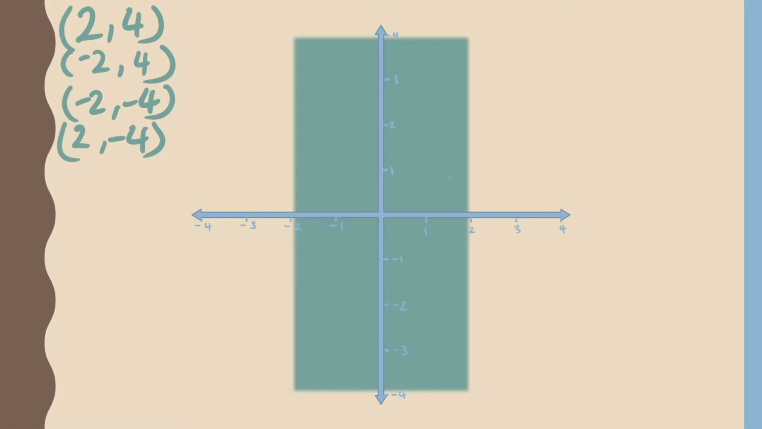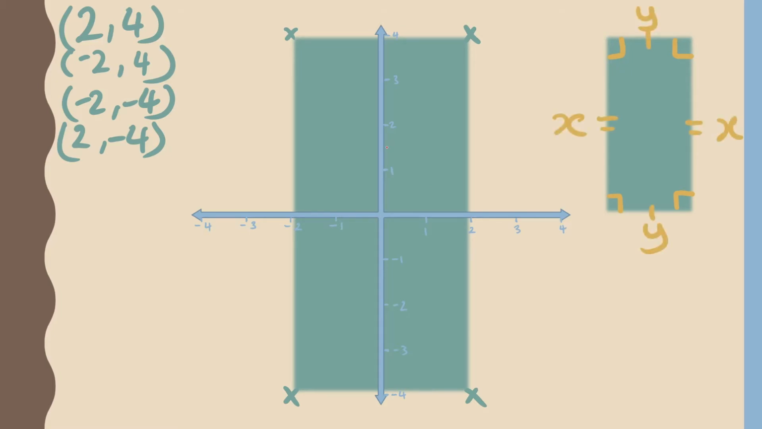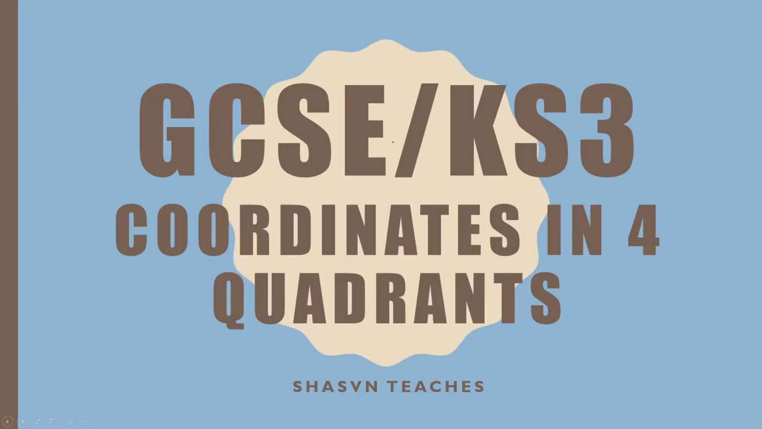What shape is this? And give a reasoning. This shape is a rectangle. We know this because we have 4 right angles and the adjacent sides are equal in length. Okay, hopefully you'll understand coordinates in 4 quadrants.